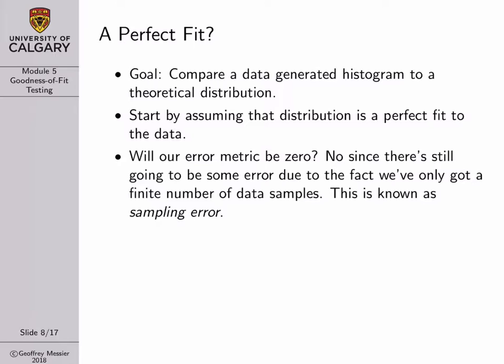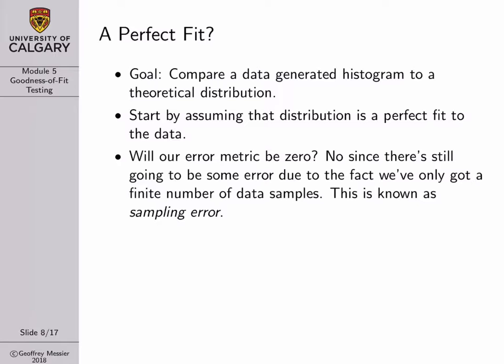So that brings the question, well, okay, if we know in advance that our fit is perfect, will our error metric be 0? Will that value of c that we had on the previous slide be 0? And the answer is no. There is still going to be some error due to the fact that we've only got a finite number of data samples. And this is known as sampling error.